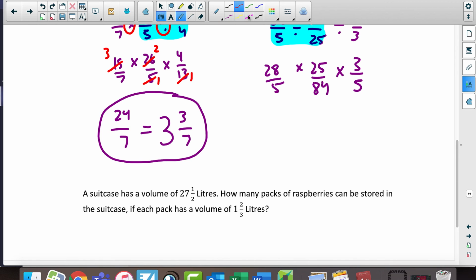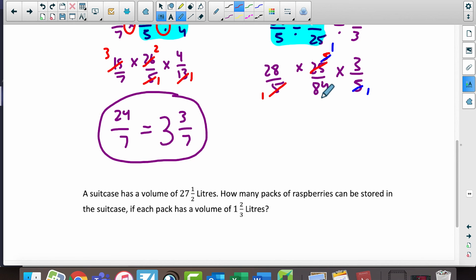Okay, boy, what can we do here? I see I have a 5 and a 25. Divide them both by 5, I get 1 and 5. Hey, then I have another 5 and 5. So divide those both by 5, and you get 1 and 1. Okay, 28, 84, and 3. Okay, well, let's start with the 3.